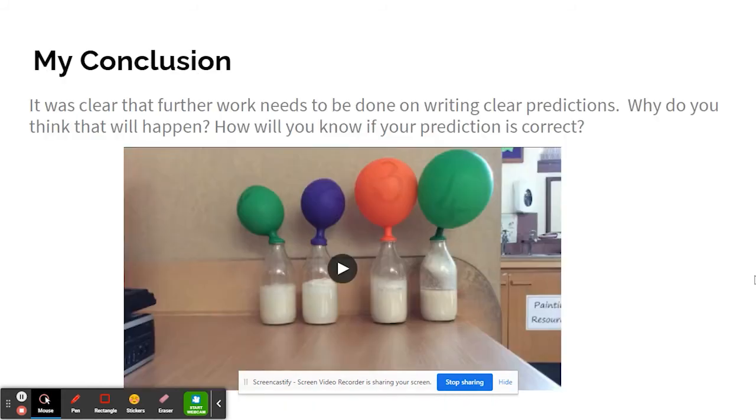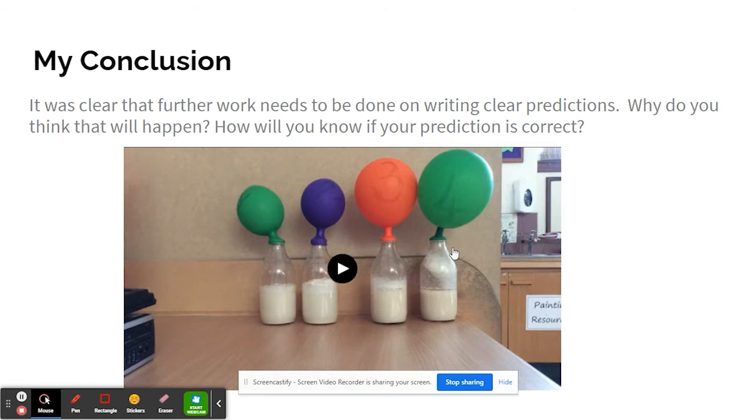My conclusion at the end of the lesson was that much further work needed to be done on writing clear predictions. The children hadn't really detailed why they thought the more yeast would make a difference to the gas or what that difference would be. So we're going to do some more work on that. Or they didn't talk about how they would know that their prediction was correct.